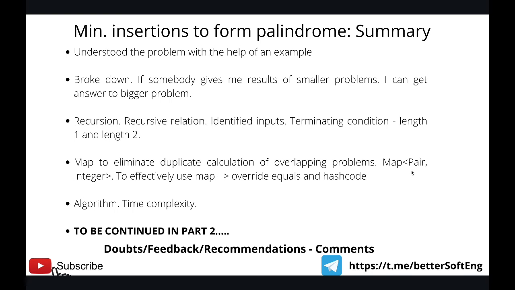Now, to declare this map, we needed a new class Pair to represent the key of that map, which is i, j. And to effectively use that map, basically using the map.contains function, we needed to override the equals and hashCode methods of the Pair class. We also saw how to do that and how to write a custom Pair class. We wrote the overall algorithm and estimated the overall time complexity. Now this is it for this video. In this video, we had discussed the top-down dynamic programming approach to this problem.